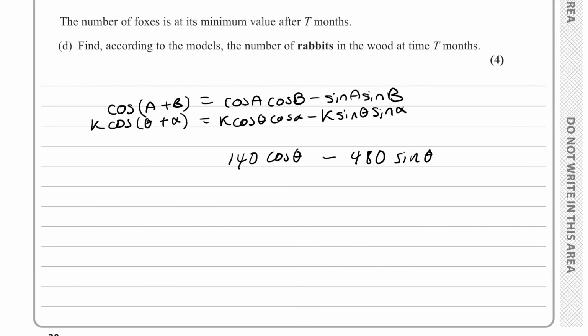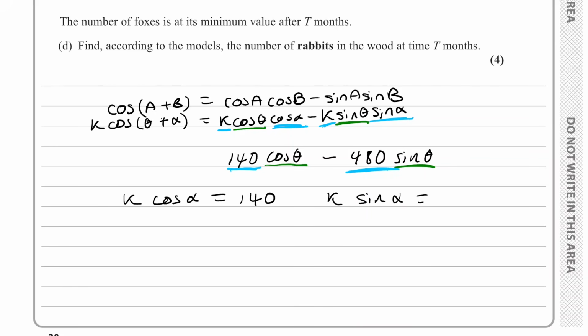So let's compare these. So we've got cos theta in the first ones. So what's different? k cos alpha is 140. And for the second ones, sine theta, what's different? k sine alpha is 480. So to find k, we use Pythagoras. I'm going to quickly show you why.